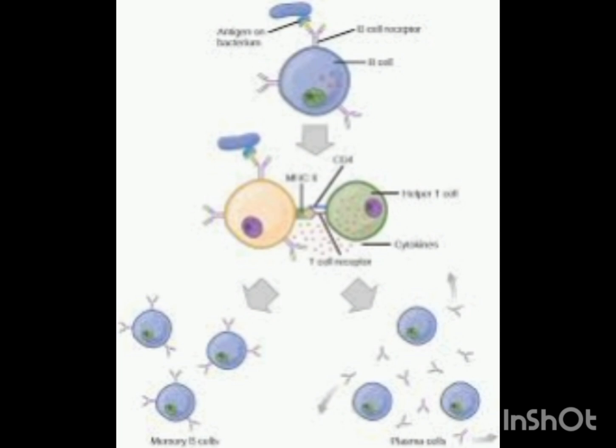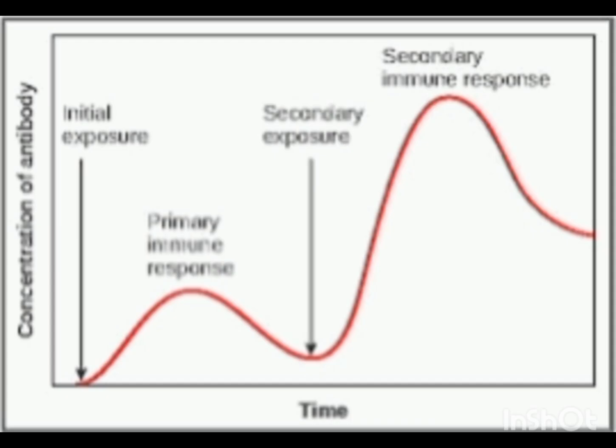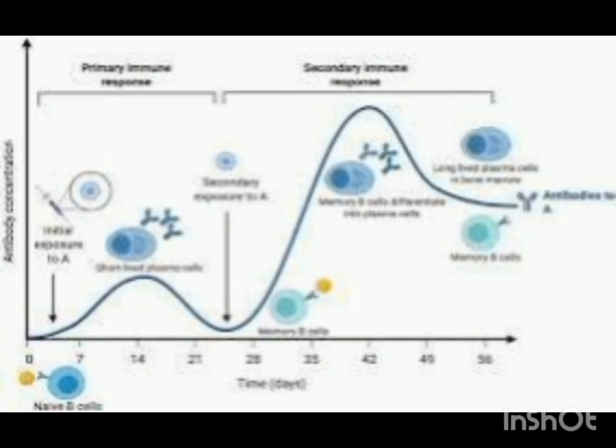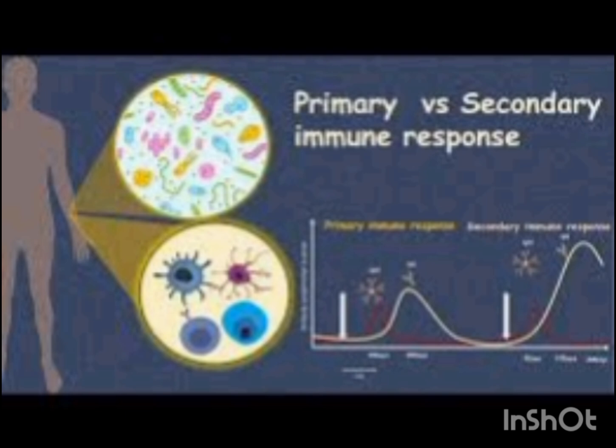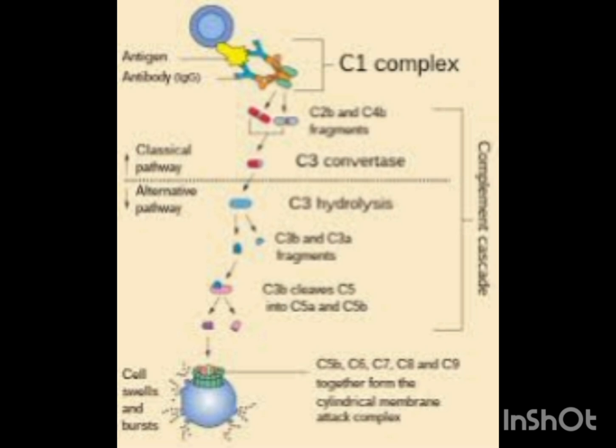The initial immune response to a new pathogen, which is slower, is primary, and the faster and more effective response is the secondary response. And last but not least, tolerance also; these are all the types of immune system response towards a specific disease. And if we check the classical pathway, it is activated by antibodies, with binding of the C1 complex to the Fc region of antibodies.